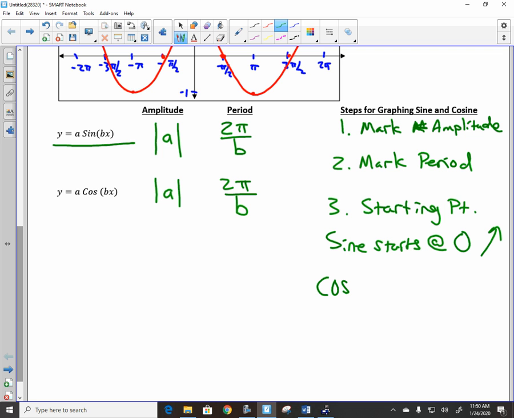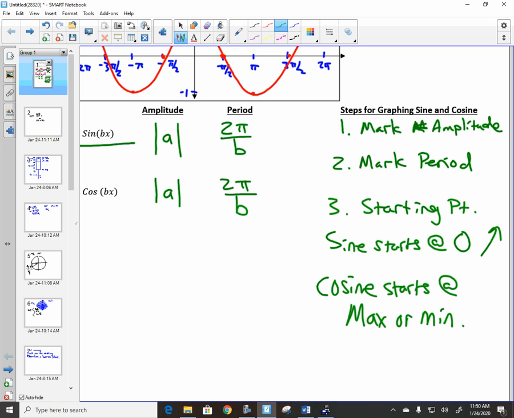Cosine does not start at 0. Cosine starts at the max or at the minimum. If it's positive, it starts at the maximum. If it's negative, it starts at the minimum. We good? Any questions? Going once, twice, three times.